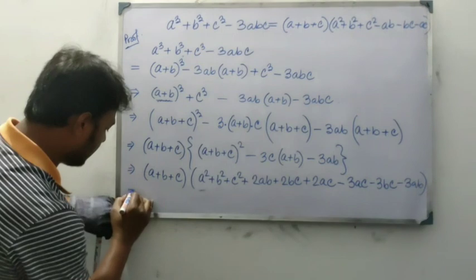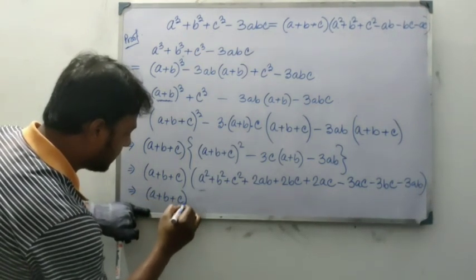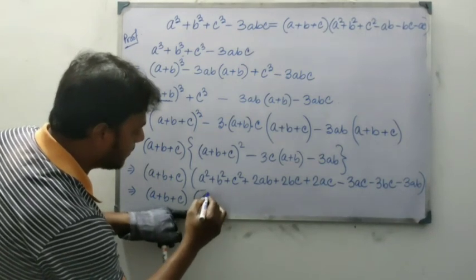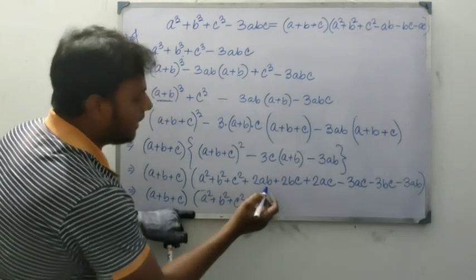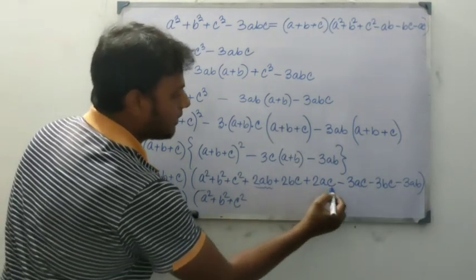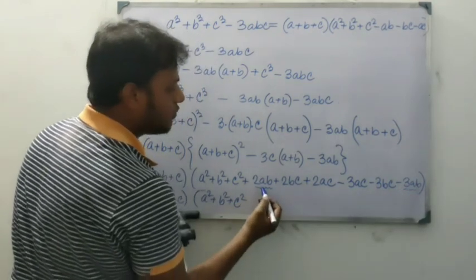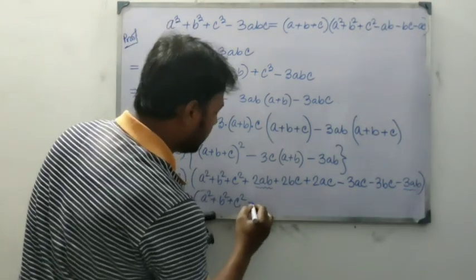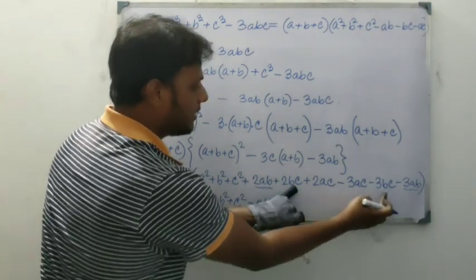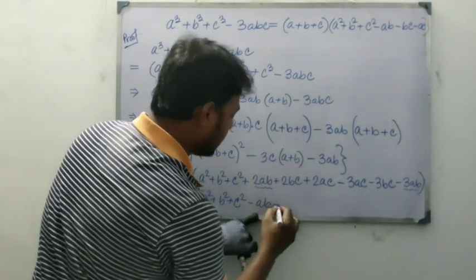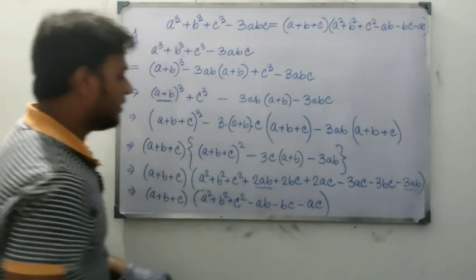Next, we get (a + b + c)(a² + b² + c²) ... Here like terms are 2ab and 3ab minus 3ab; these two are like terms. So plus 2ab minus 3ab means minus ab. Similarly, this bc and this bc, so it will be minus bc. And for ac you will get minus ac. So this completes the proof.